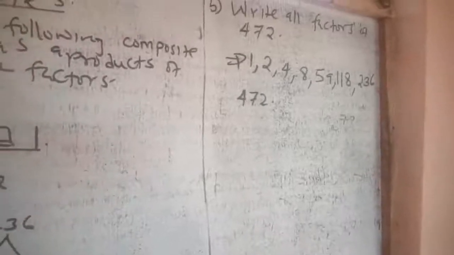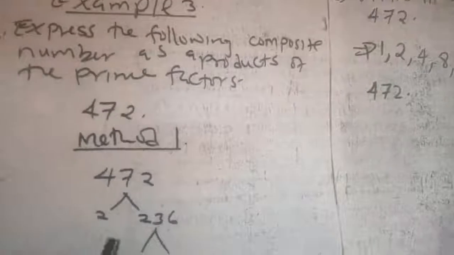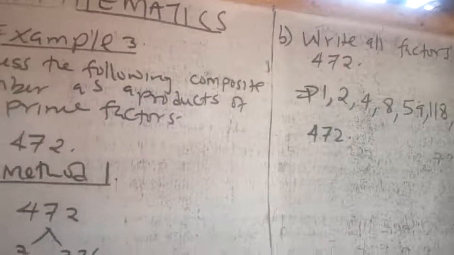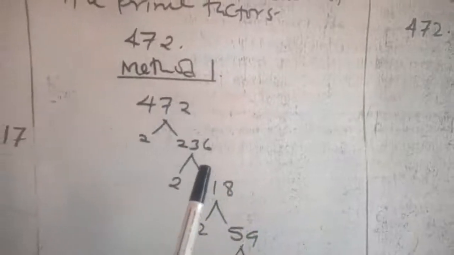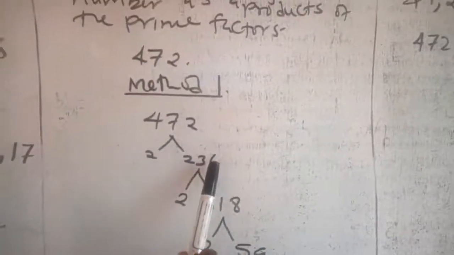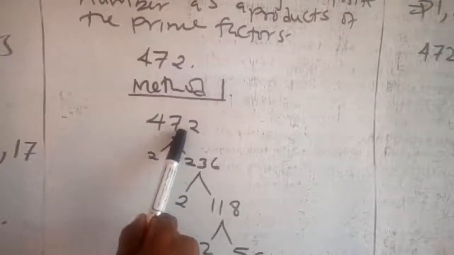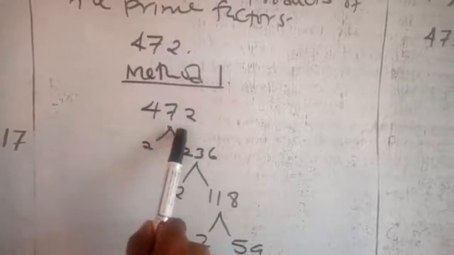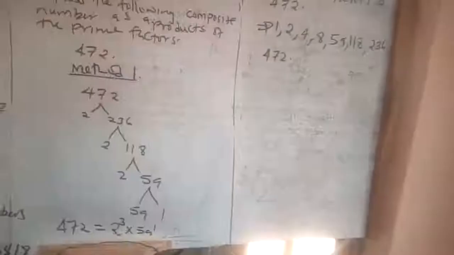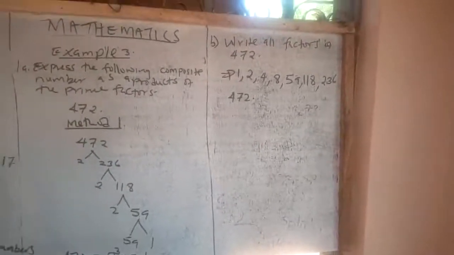And the other one is 118. If you multiply 118 by 4, you are supposed to get 472. And the other one is 236. If you multiply 236 by 2, you are supposed to get 472. And lastly is 472. You multiply by 1, you will end up getting 472. And therefore that gives us the answer to that.